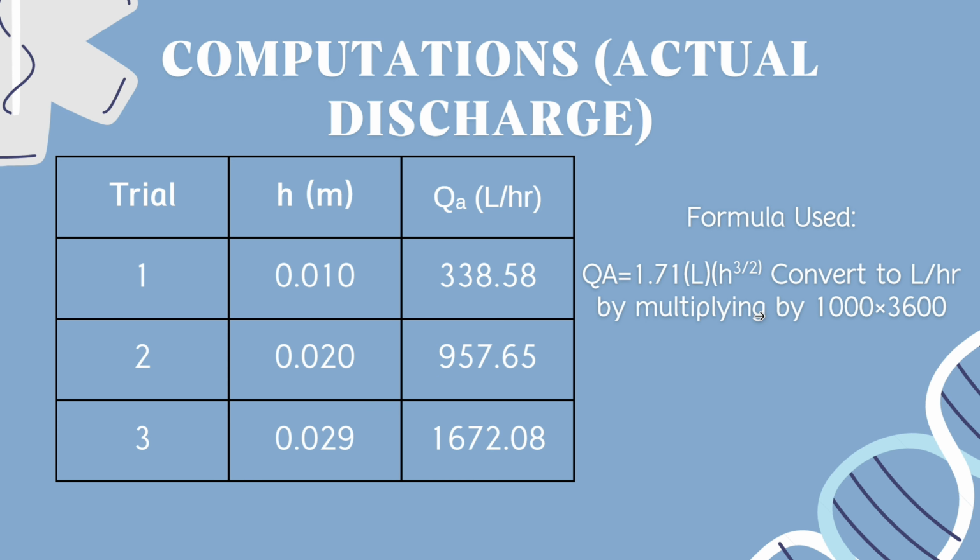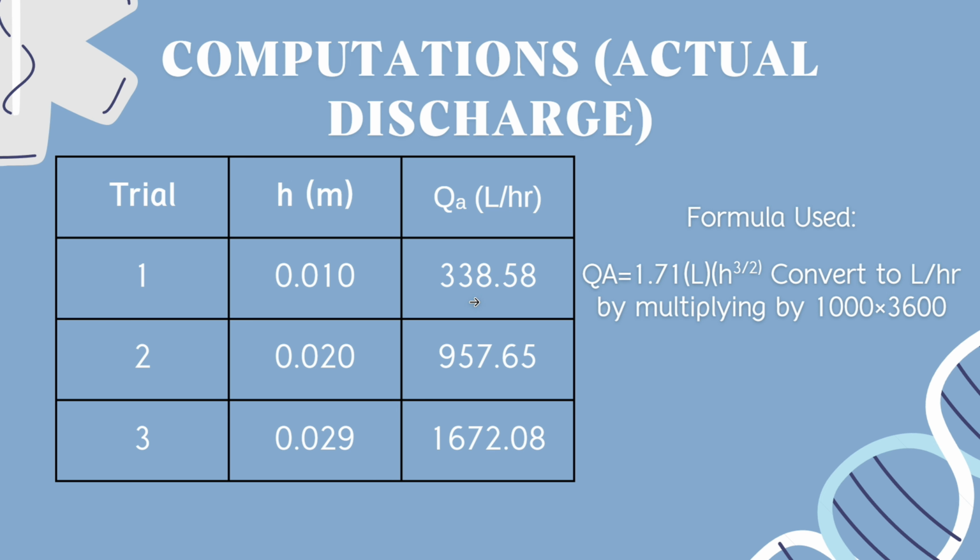So let's compute the actual discharge for each head. For trial 1, H equals 0.01 meters, then Q equals 1.71 times 0.055 times 0.01 to the power of 3 halves, giving 0.00094 cubic meters per second or 338.58 liters per hour.